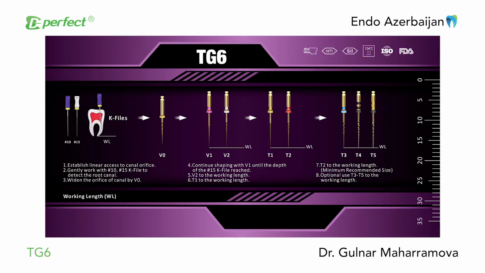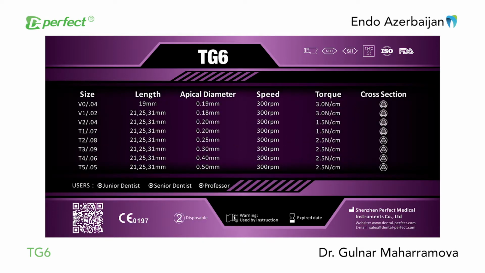Let's take a closer look at the file range. The file system is made of an advanced modern metallurgy, which allows it to be more flexible and more resistant to cyclic fatigue. There are two types of files according to their function. V-type is for shaping and T-type is for finishing the shaping. It is crucial to know that the system has triangle at cross-section. The files are to be used at 300 RPMs and at a torque between 1.5 to 3 Newton-centimeters.